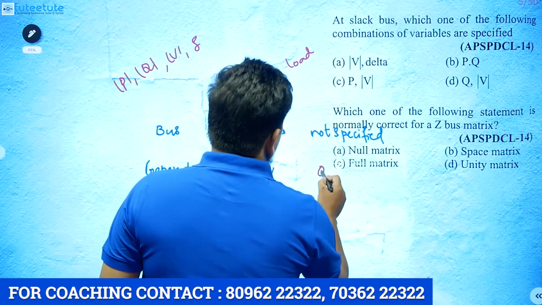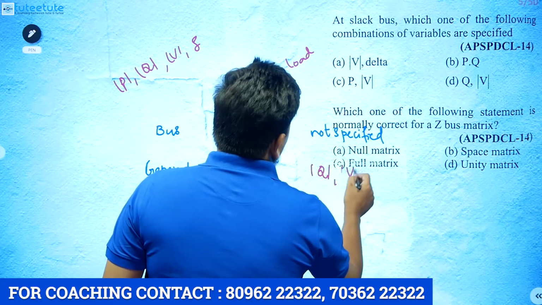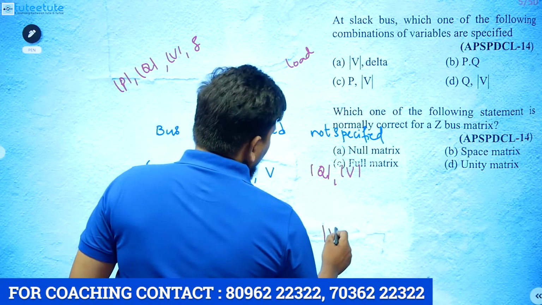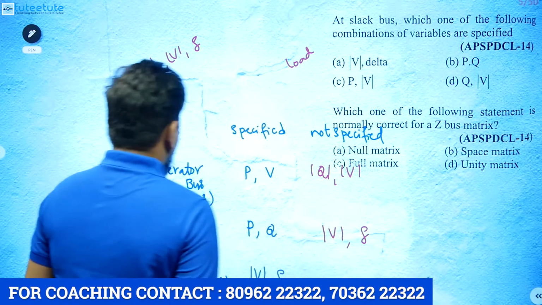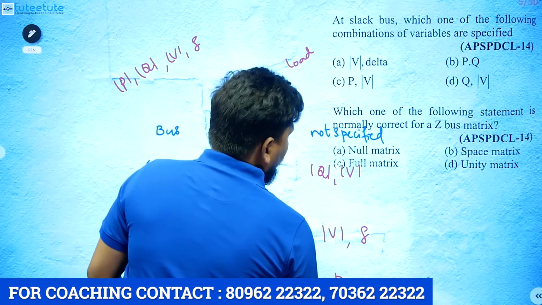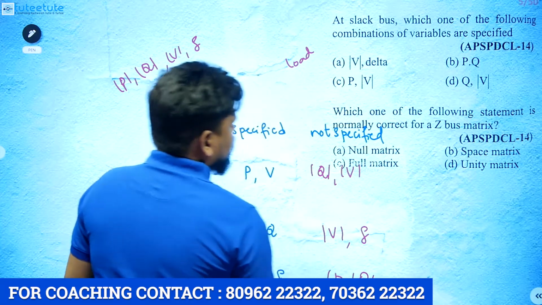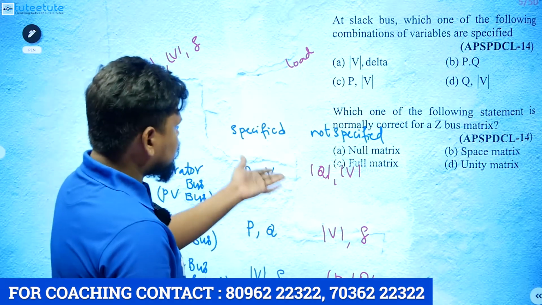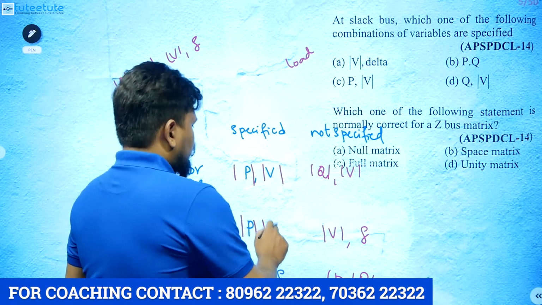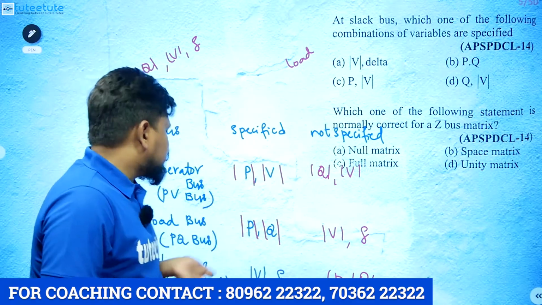Remaining two, this is nothing but Q comma V. So these two. And for the load bus, what are the not specified ones? Voltage and delta. Slack bus, what are the not specified ones? Active power and reactive power. So these two are not specified. Generally these are also magnitudes only. Understanding, right? So these are not specified, these are specified.